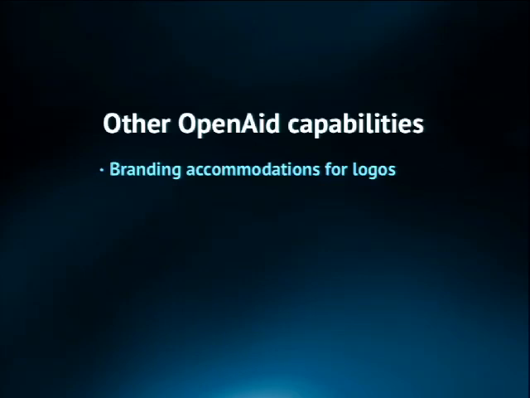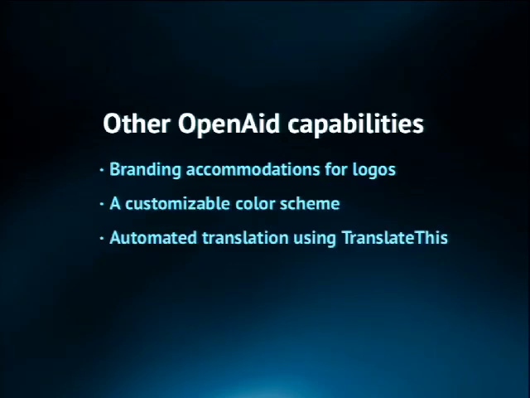In addition to all of that, OpenAid has some other capabilities beyond that base level set of features, including branding accommodation for logos, so organizations can put their own logos in there. OpenAid comes with an OpenAid logo, but we don't expect anyone to actually run an OpenAid site with the OpenAid logo. We're assuming they're going to replace that with their own logos. There's customizable color schemes, so everyone can brand the site to go with their own look and feel.